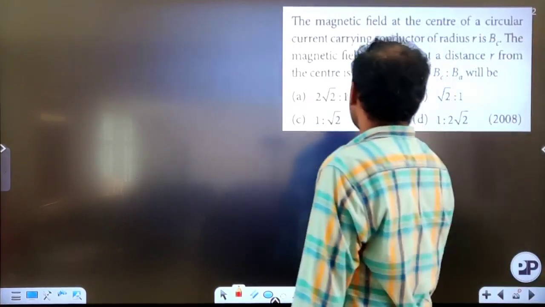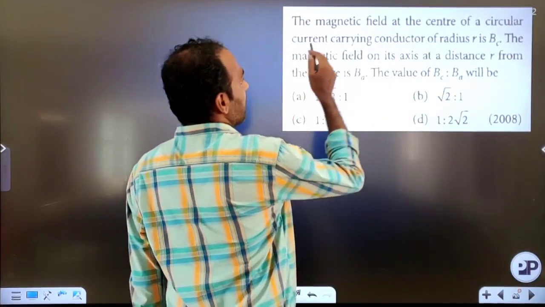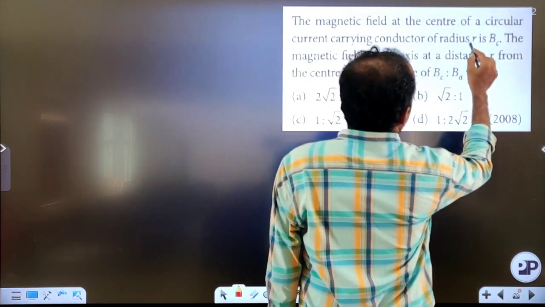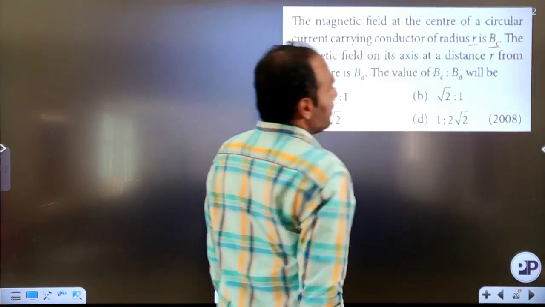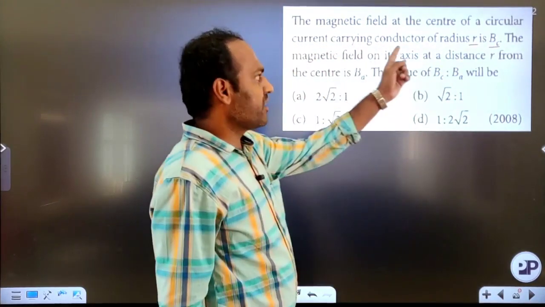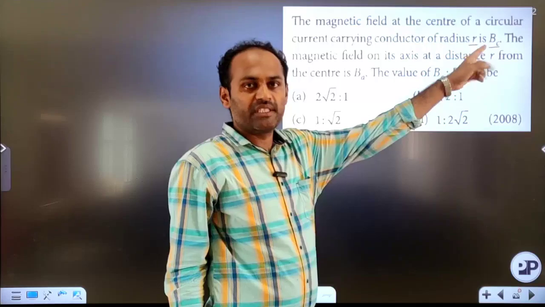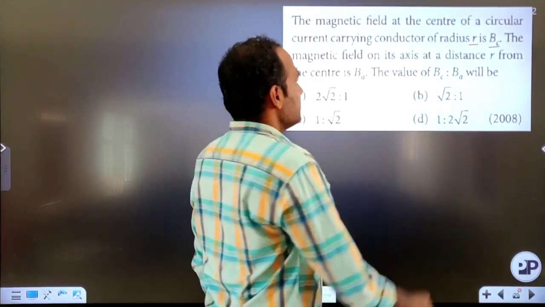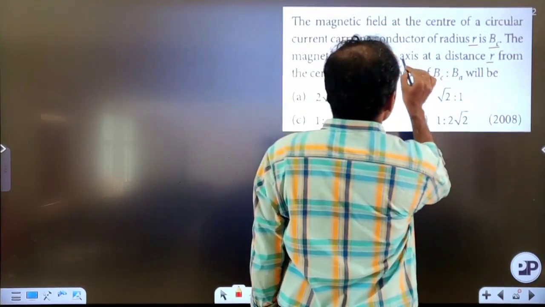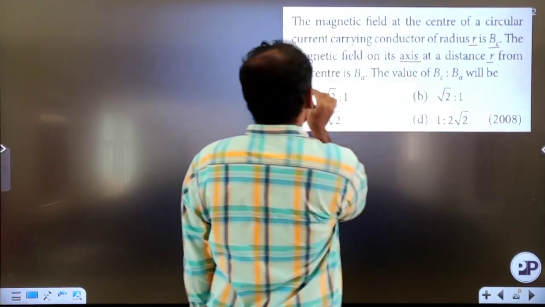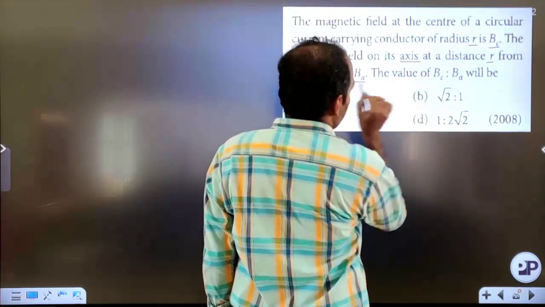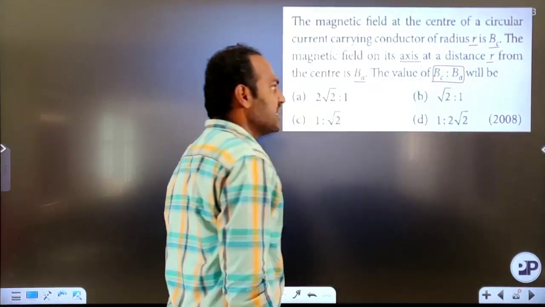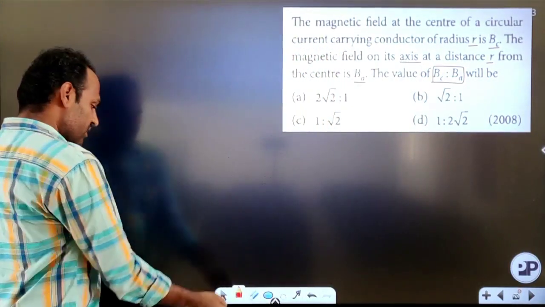So what is the next question, see. The magnetic field at the center of a circular current carrying coil or conductor of radius R is BC. So a coil of radius R is there, and the magnetic field at the center of that coil is BC, they say. The magnetic field on its axis at a distance R from the center is BA. The ratio is asked, BC is to BA. See what they are telling.